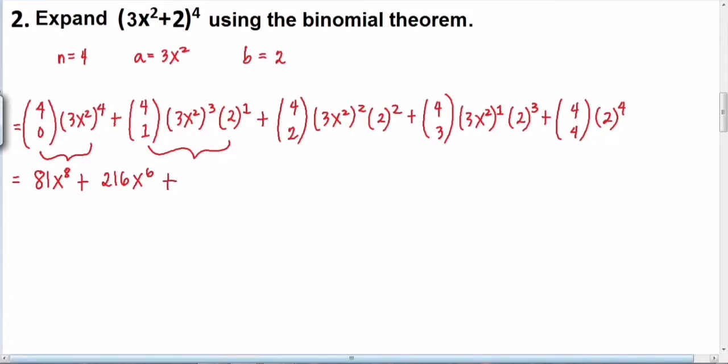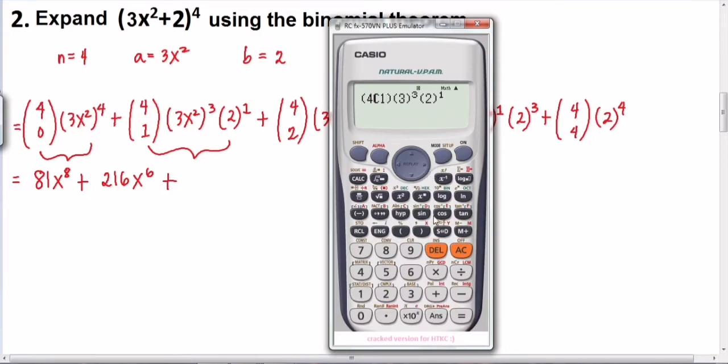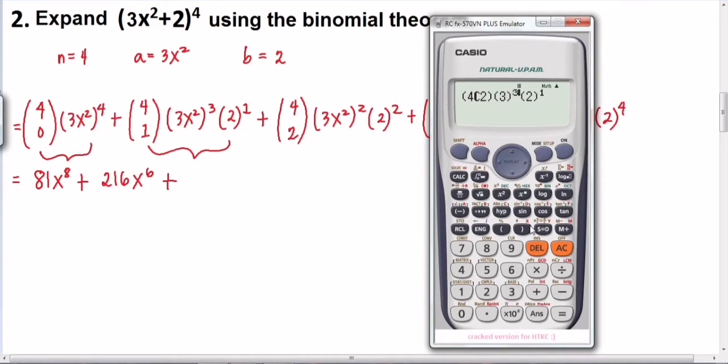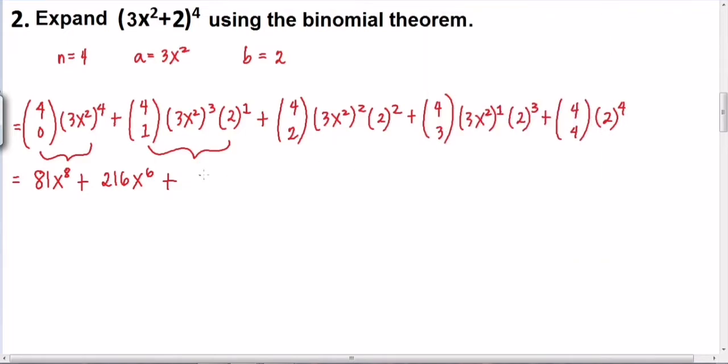So, next one, 4c2. Ayan, so 4c2. And then, 3 raised to 2. And then, 2 raised to 2. Ayan, so 216 as well. And then, x squared raised to 2. So, times nyo na itong dalawa. 2 times 2. Yung 2 na to, and then 2 na yan times. So, x raised to 4. Okay, next one. So, tapos na to.